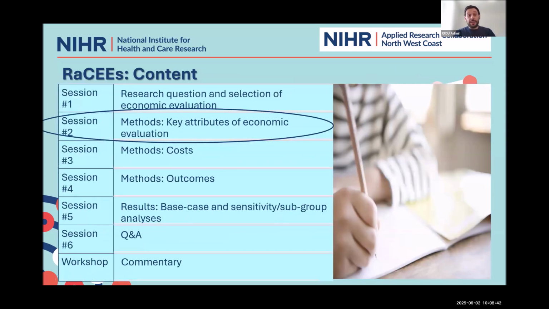So this is session 2. We are going to start talking about the methods of an economic evaluation. We'll focus today on the key attributes. And then session 3 will focus more in depth around the costs, how to measure and identify costs. And session 4 will be about the outcomes. And then session 5 is all about the results, so how to use all the data in order to formulate some key results around the cost effectiveness of interventions.